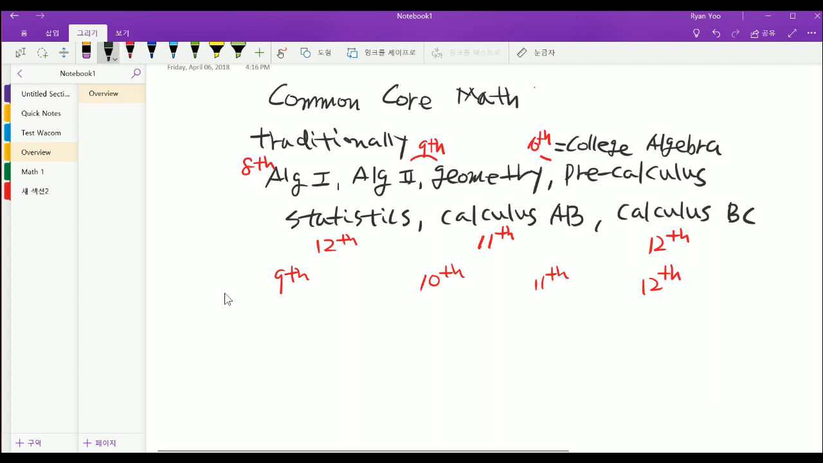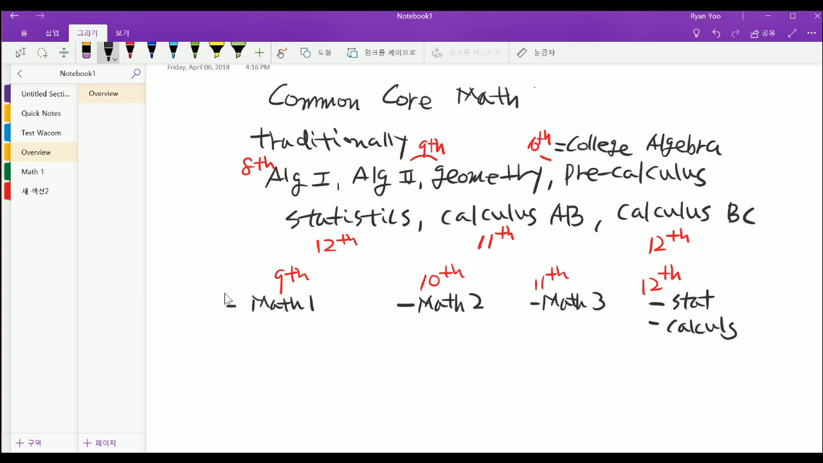The way it changed is that in 9th grade, you take Math 1. In 10th grade, you take Math 2. In junior year, you take Math 3. In senior year, if you followed Math 1, Math 2, and Math 3, then you have a choice: you can take the stat class, or you can take calculus.